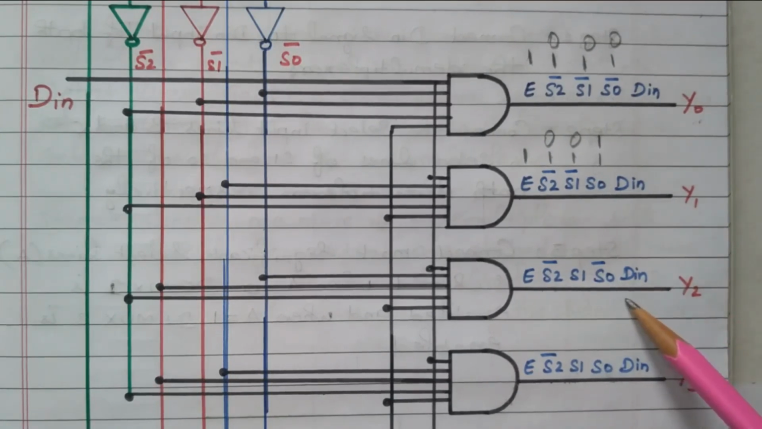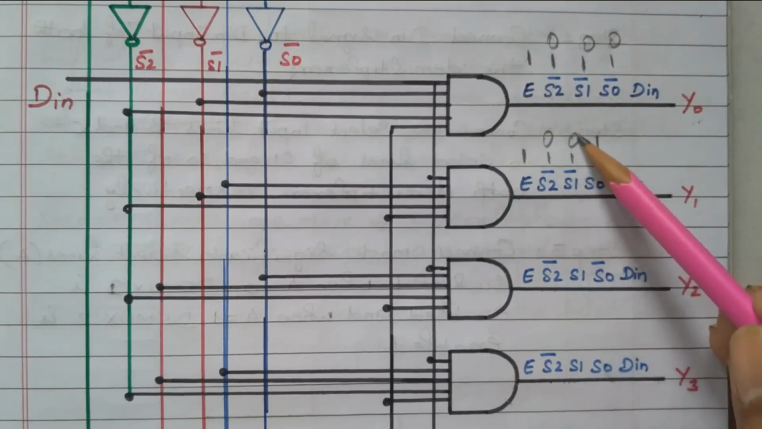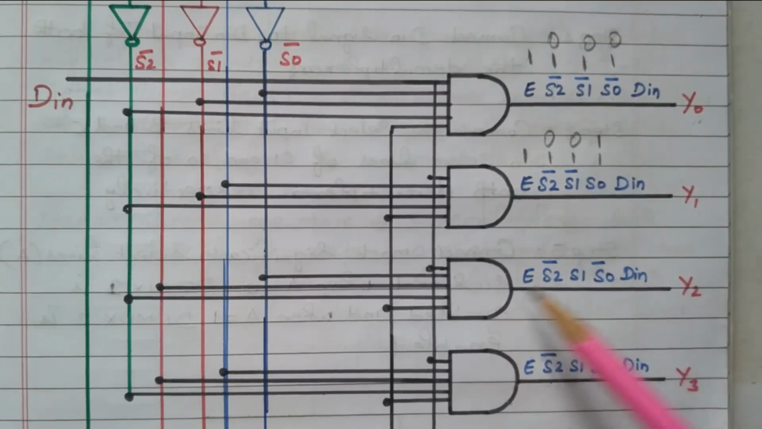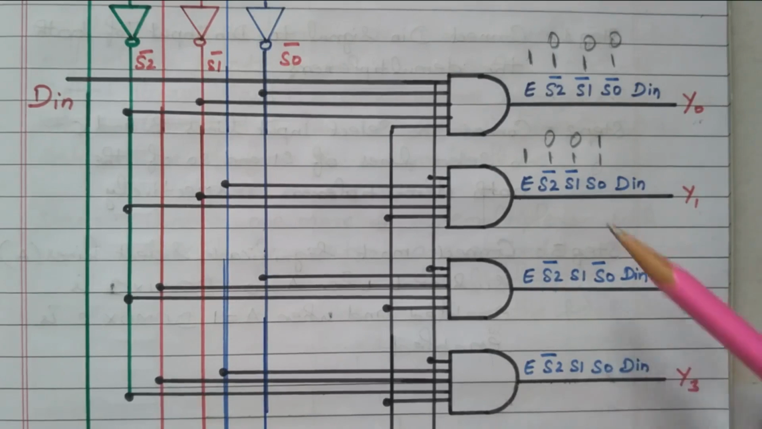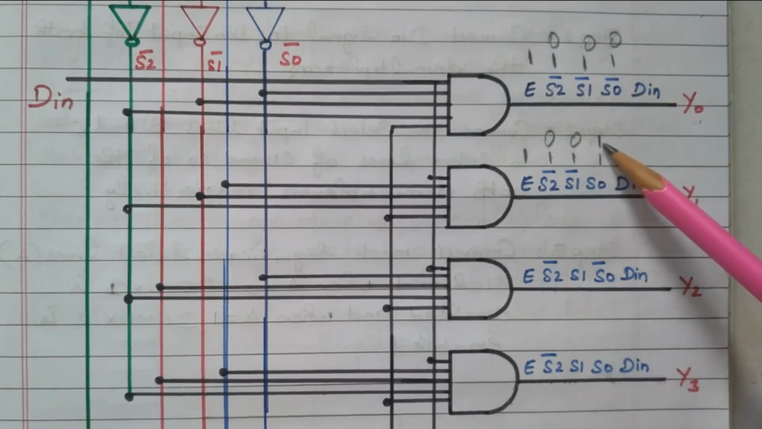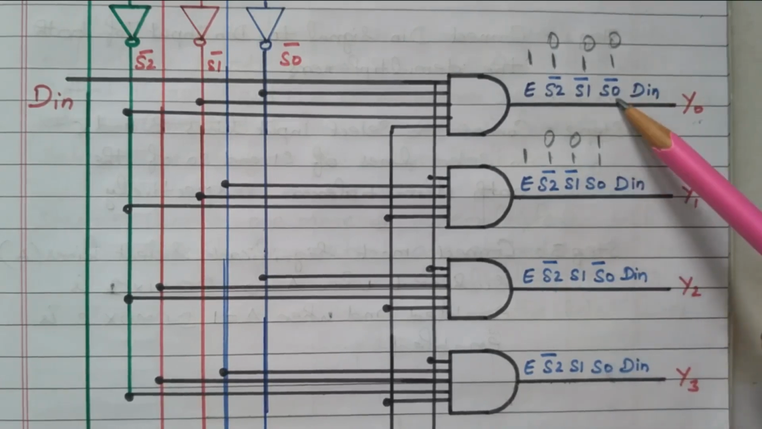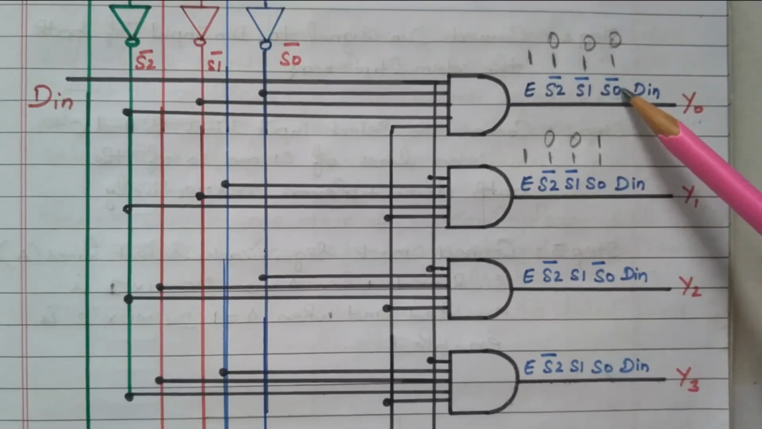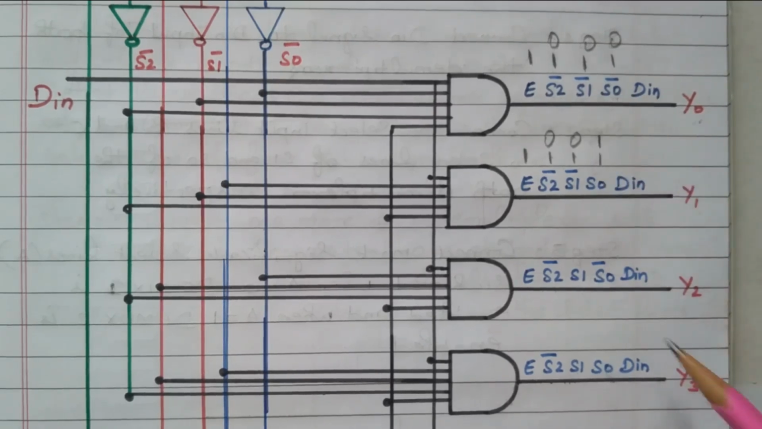What about this remaining AND gate? We'll see one more here. See this S1, what is the value of S1 here? 0. So this value is 0, which means totally it becomes 0. So the remaining all AND gates will produce only 0 output. So here also we can see S0 is 1, so S0 bar will become 0. So totally it becomes 0.